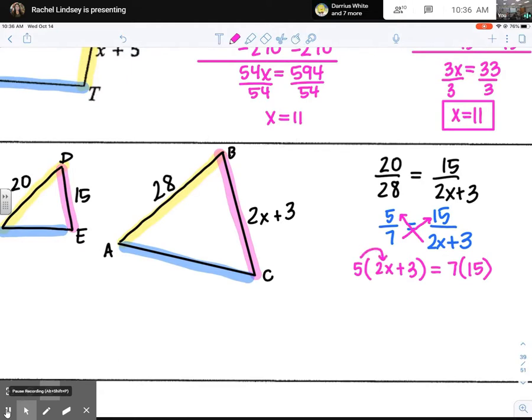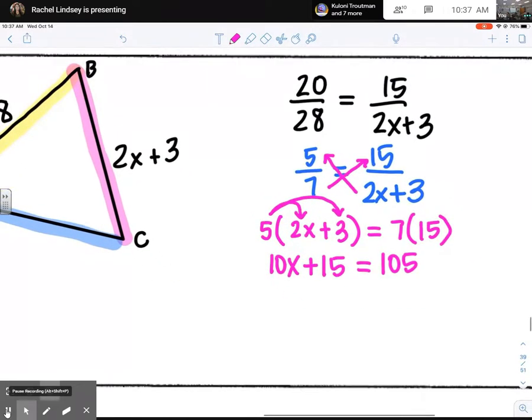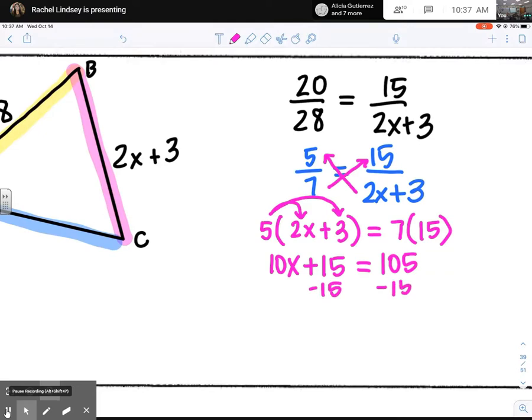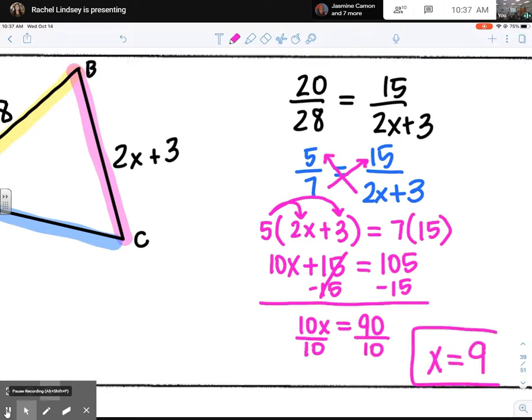So 5 times 2x is 10x. 5 times 3 is 15. 7 times 15 is 105. Okay, so subtract 15 from both sides. And you will have 10x equals 90. And what's 90 divided by 10? I did wrong. I added 15 to the next. And you get x equals 9.